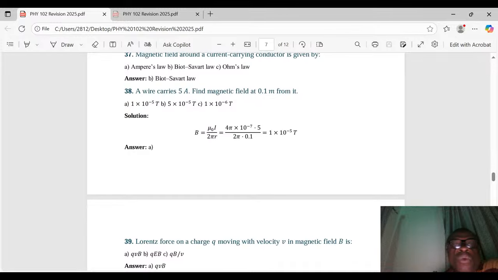Number 38. A wire carries 5 ampere. Find the magnetic field at 0.1 meter from it. Look at the formula. B is equal to mu naught I all over 2 pi r. And we have 4 pi times 10 raised to the power minus 7 times 5 divided by 2 pi times 0.1. So if you evaluate that, you have 1 times 10 raised to the power minus 5 Tesla. That T is Tesla. So the correct answer is A.